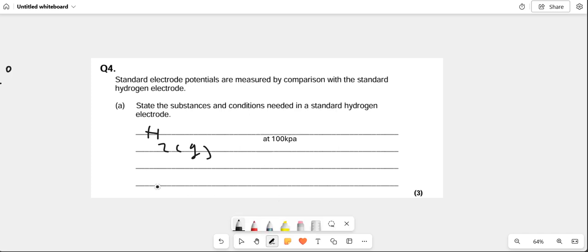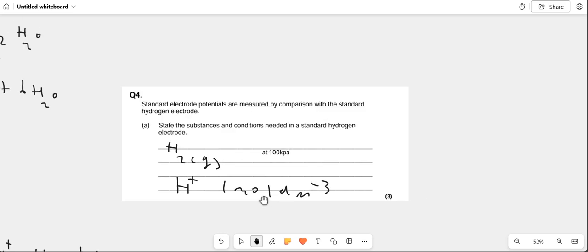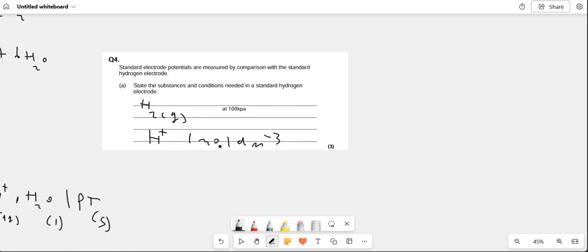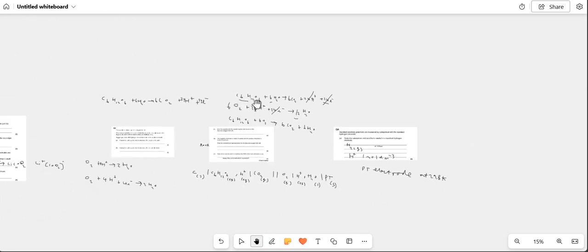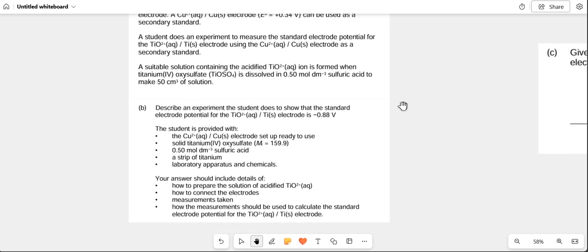You're obviously going to need H+ here, and it's going to need to be 1 mole per dm cubed. That's the other condition there. That's the substance and the condition. Then finally, you're going to need a platinum electrode as well, so Pt electrode, and you can state the temperature for it as well. The electrode has to be obviously at 298 Kelvin. Alright, part B.